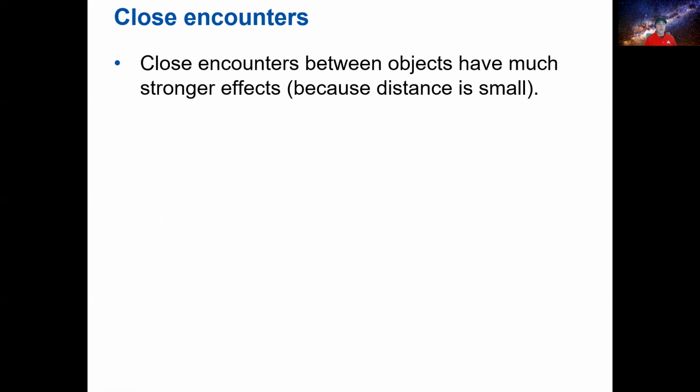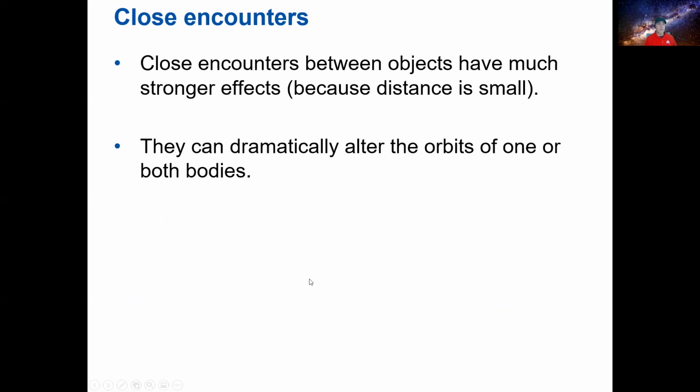Another type of gravitational interaction is the so-called close encounters. Close encounters between objects have much stronger effects than long-range perturbations because the distance between objects is small. These close encounters can dramatically alter the orbits of one or both bodies.